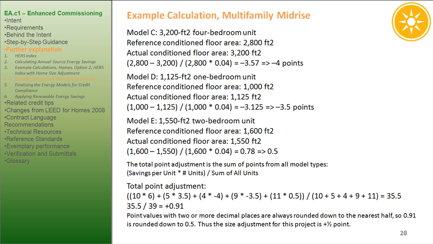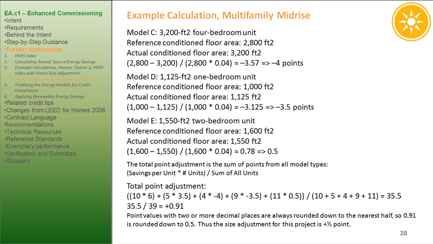Model D, 1,125 square feet 1-bedroom unit. Reference conditioned floor area, 1,000 square feet. Actual conditioned floor area, 1,125 square feet. 1,000 minus 1,125, over, 1,000 multiplied by 0.04, equals negative 3.125, which gives negative 3.5 points.